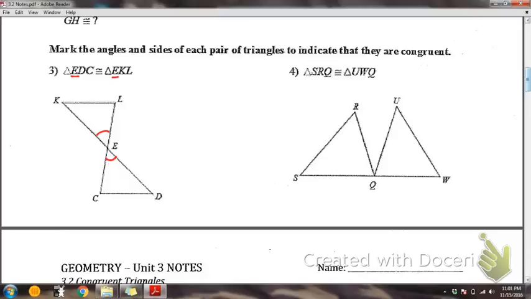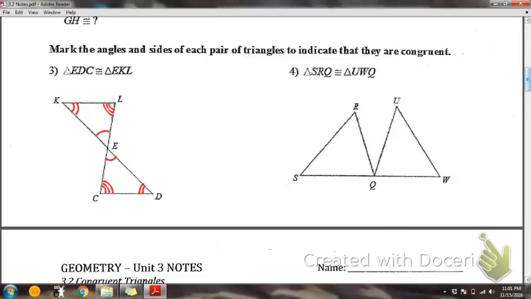Then it says angle D, which is the middle one, goes with angle K. So we're going to use 2 hash marks, remember. Angle D goes with angle K. And then last but not least, by default, I suppose, angle C, 3 hash marks, oops, goes with angle L. So we did our angles. So now let's do our segments.